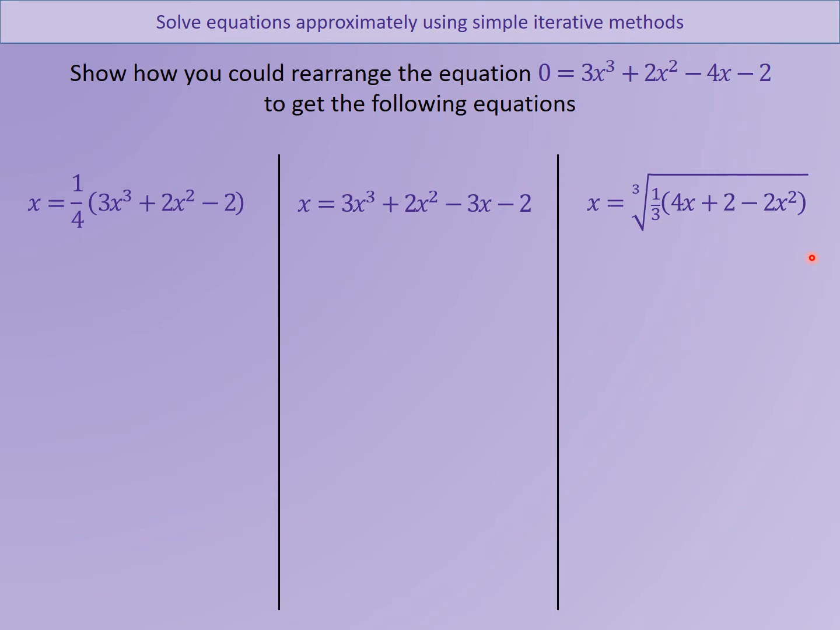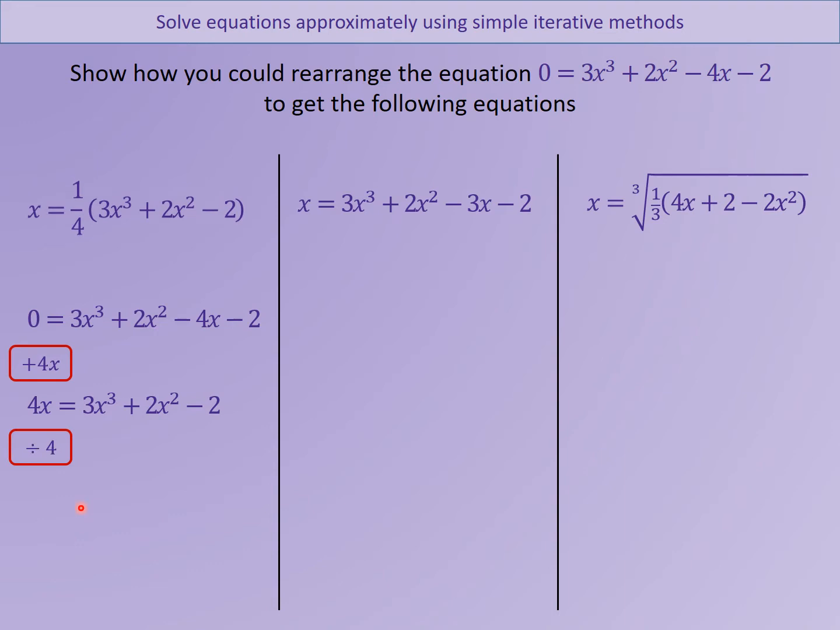Okay, so let's see how you got on then. So this first one, we noticed that some parts of it are very similar, like you've got 3x cubed plus 2x squared minus 2. It looks to me like the minus 4x is missing out there. So what could I do? I could maybe add that 4x to the other side. So that's what I'm going to do first of all. Then once I've added 4x to the other side, to get x on its own, I could just divide by 4. So it's the same equation. Those two equations are absolutely identical to each other. It's just a different rearrangement.